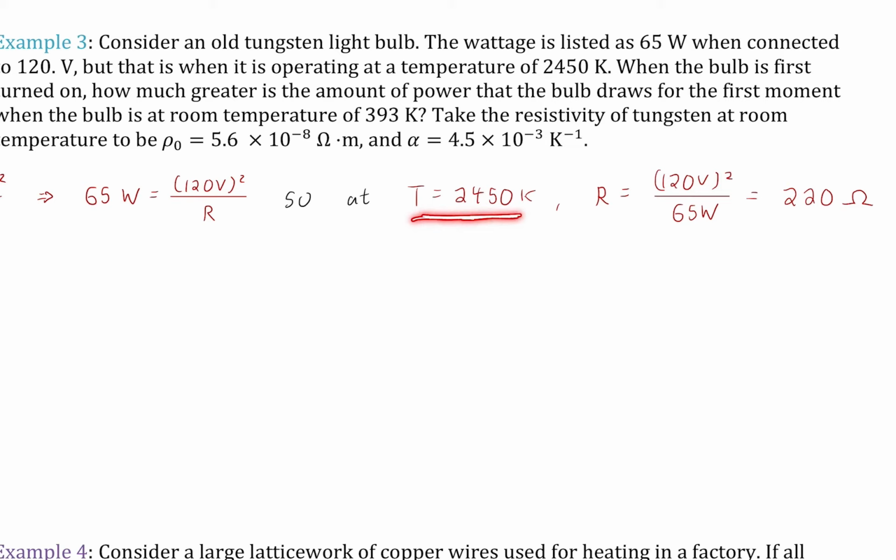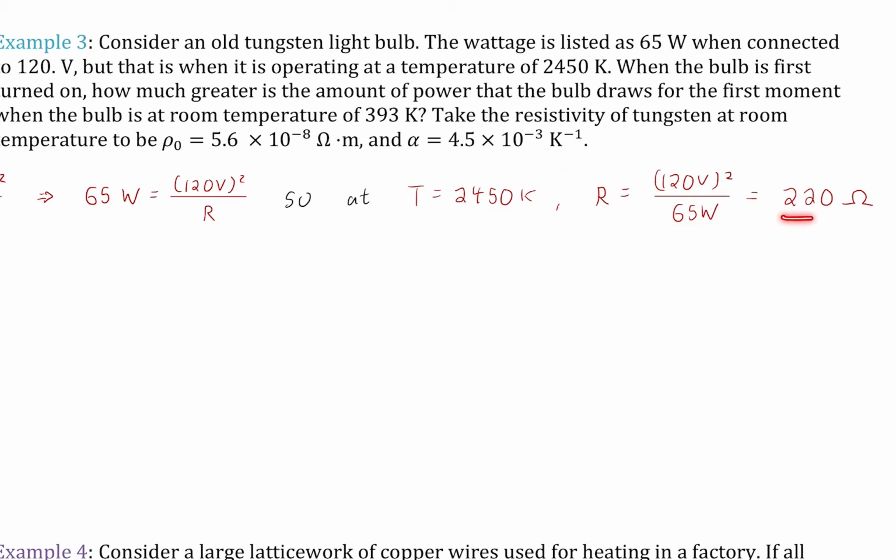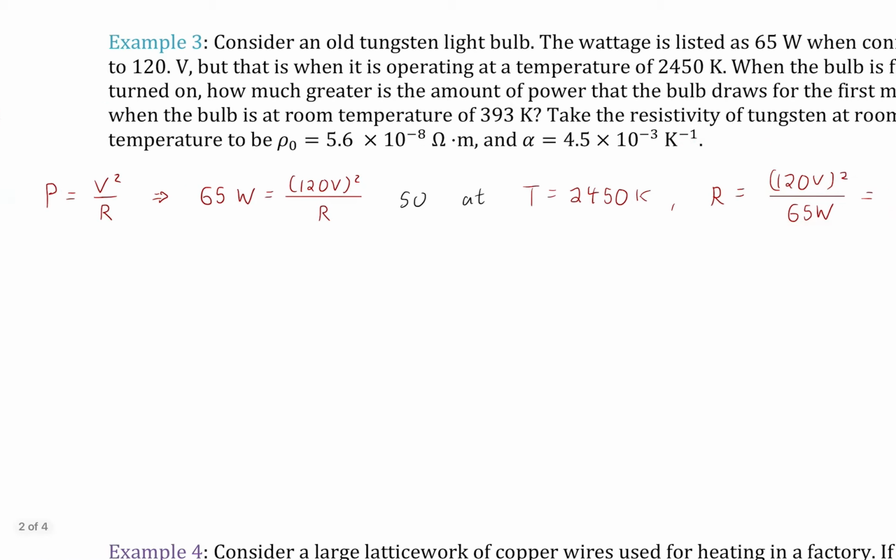But if we just say it's rated at 65 watts, it's rated at 65 watts with the assumption of that temperature. That's why we don't need to actually calculate anything involving the temperature yet. So it's a 220 ohm resistor. Okay, now let's find out what happens when it's cool, or at least much cooler.